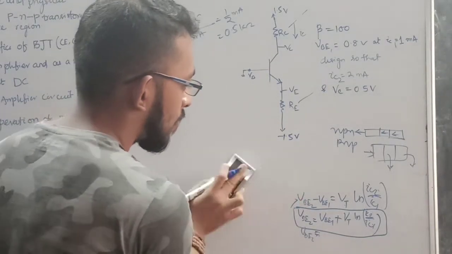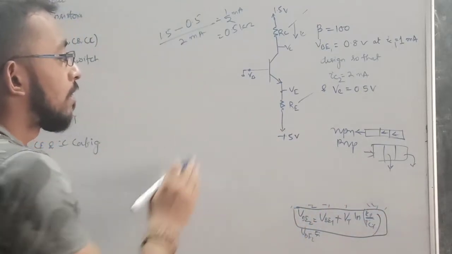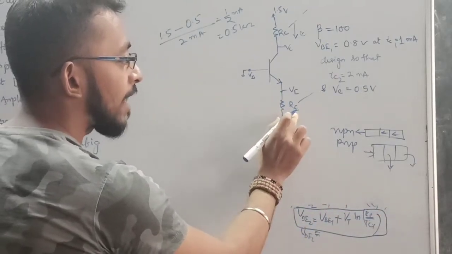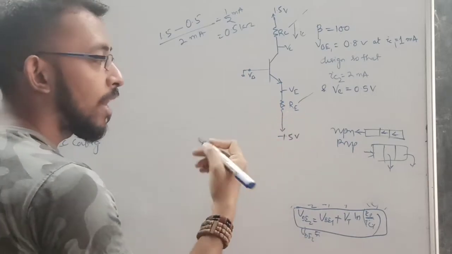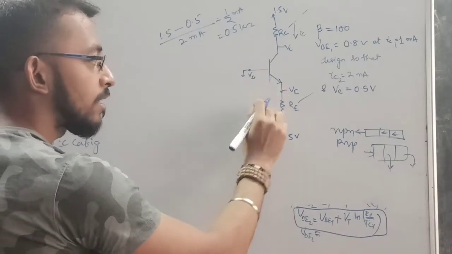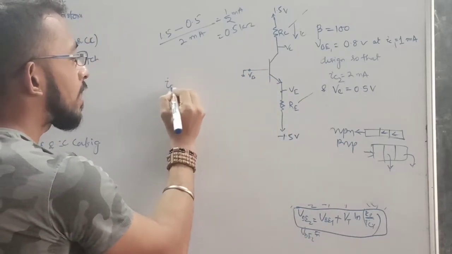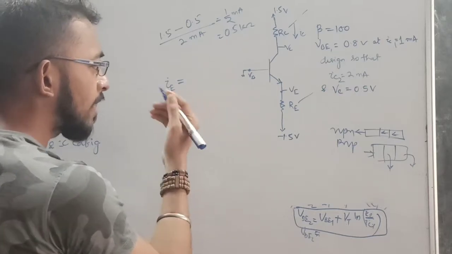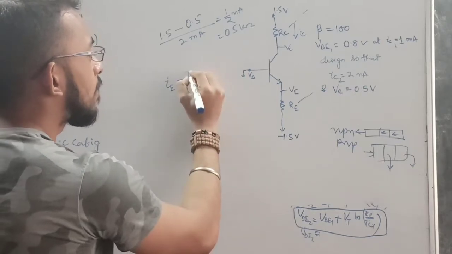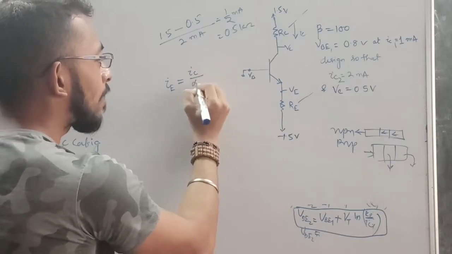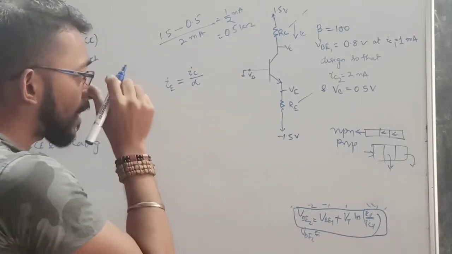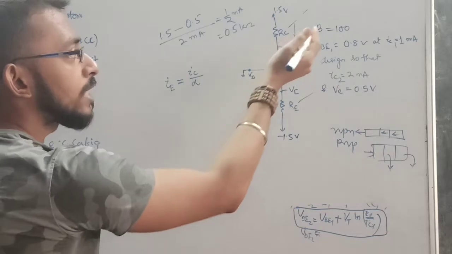Now what do I have to find? I have to find my RE. For finding RE, what do I have to do? I need the current, I need IE. So what is IE? IE is nothing but my IC upon alpha. This is the relation between IC and IE. And in the question beta is given.